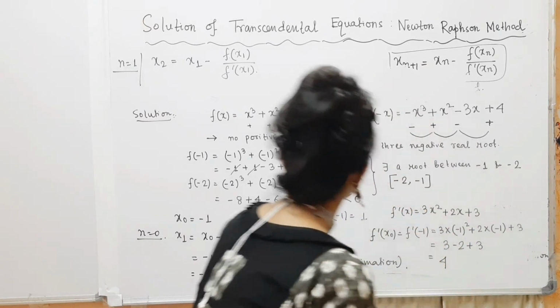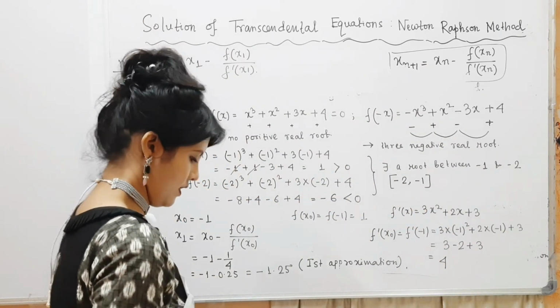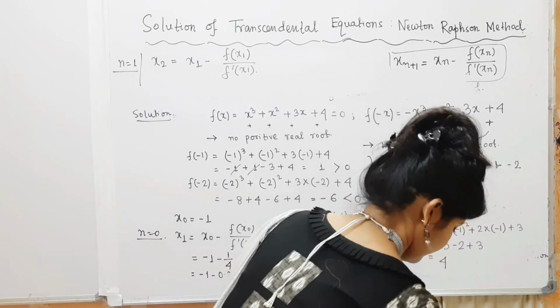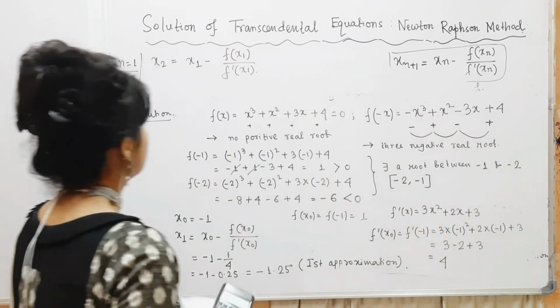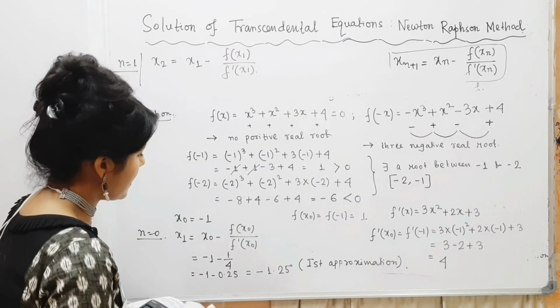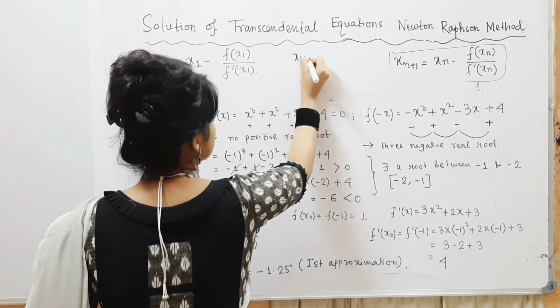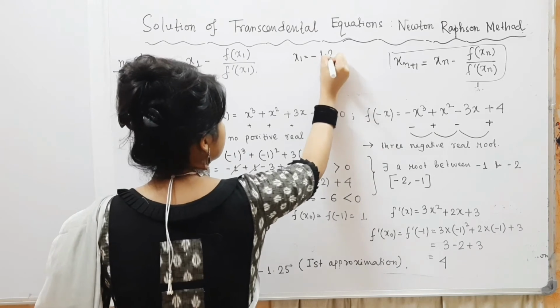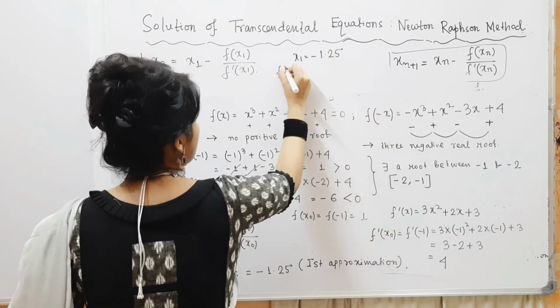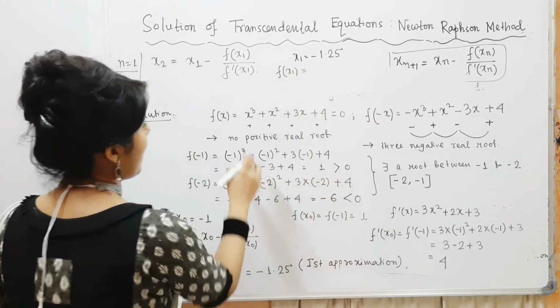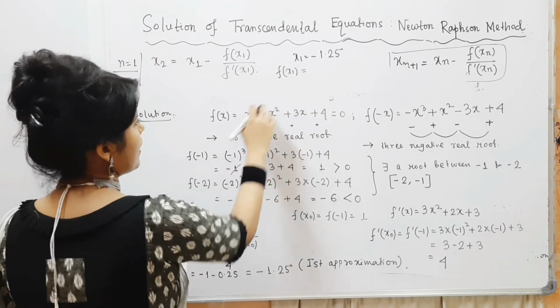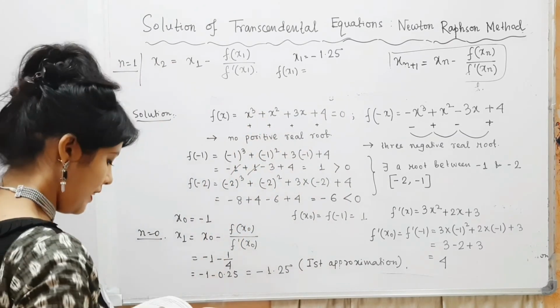So what is x1? Okay. Now I have to calculate f of x1 first. So x1 is minus 1.25. Okay. So what is f of x1? So you have to write minus 1.25 in the place of x.